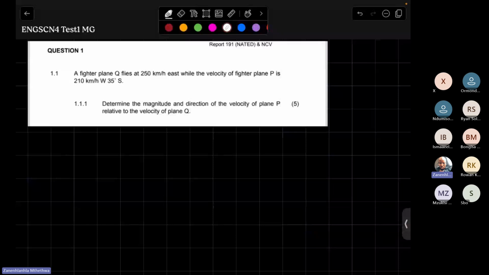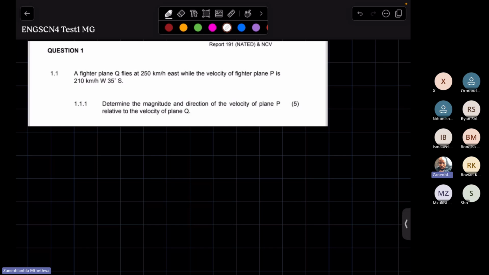Right, so let's look at question 1.1. A fighter plane Q flies at 250 kilometers per hour east, while the velocity of fighter plane P is 210 kilometers per hour west, 35 degrees south. Right. Question 1.1.1. Determine the magnitude and direction of the velocity of P relative to the velocity of plane Q. Right. So this is a relative velocity question.